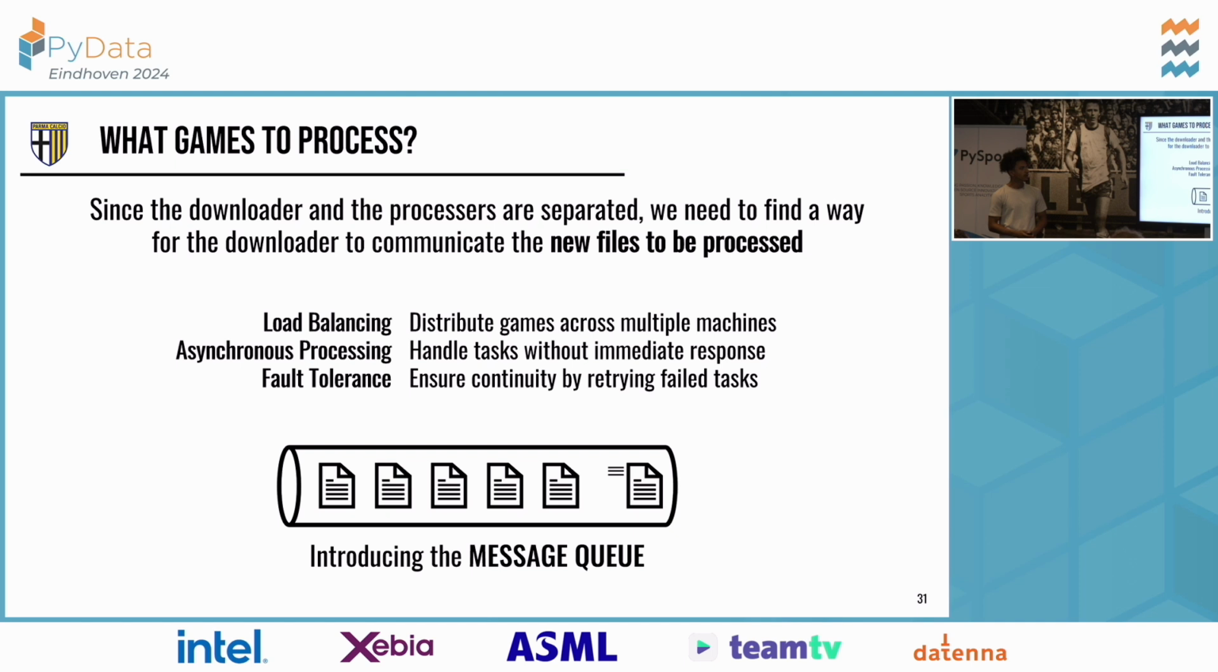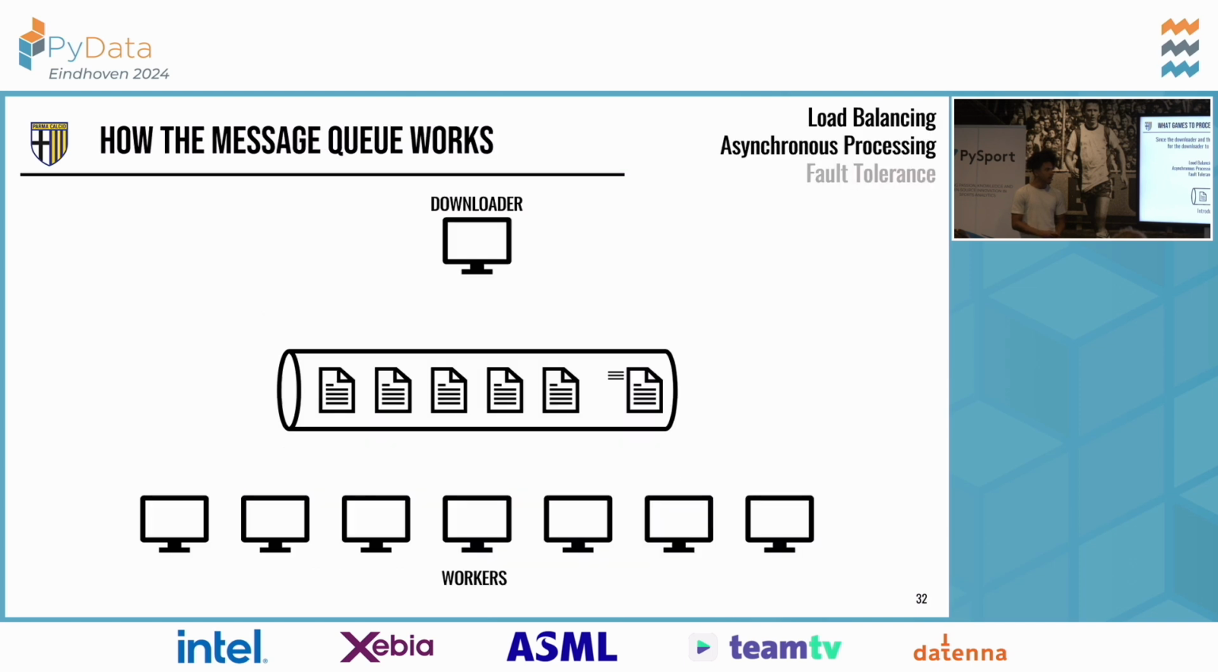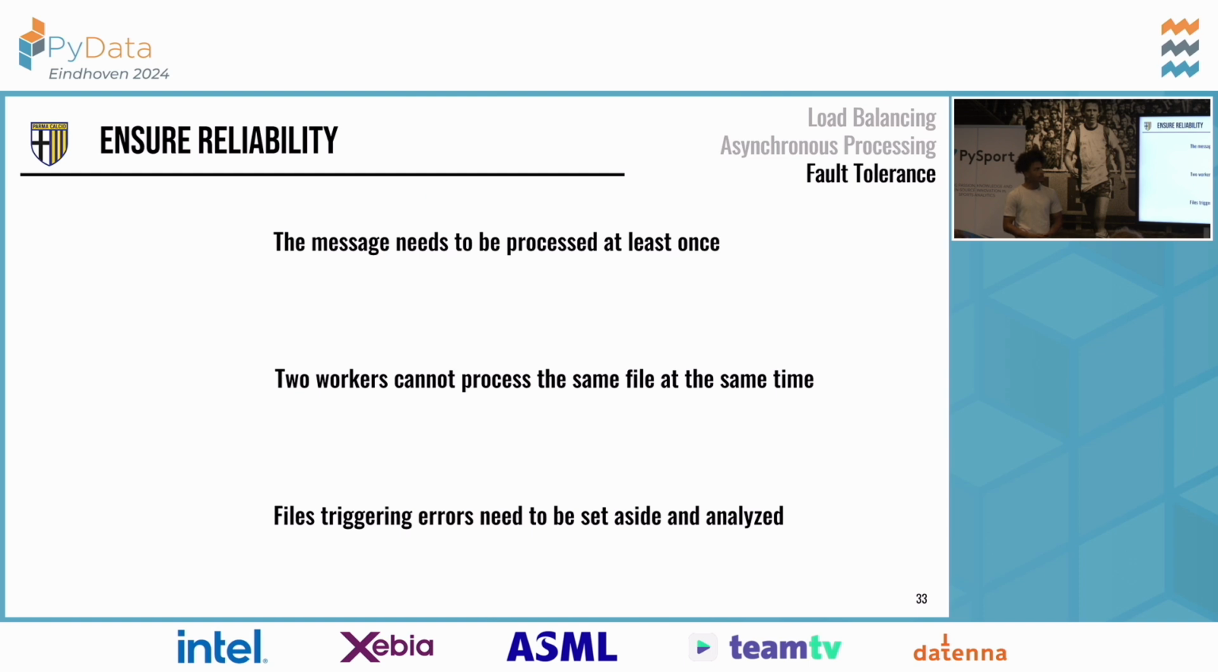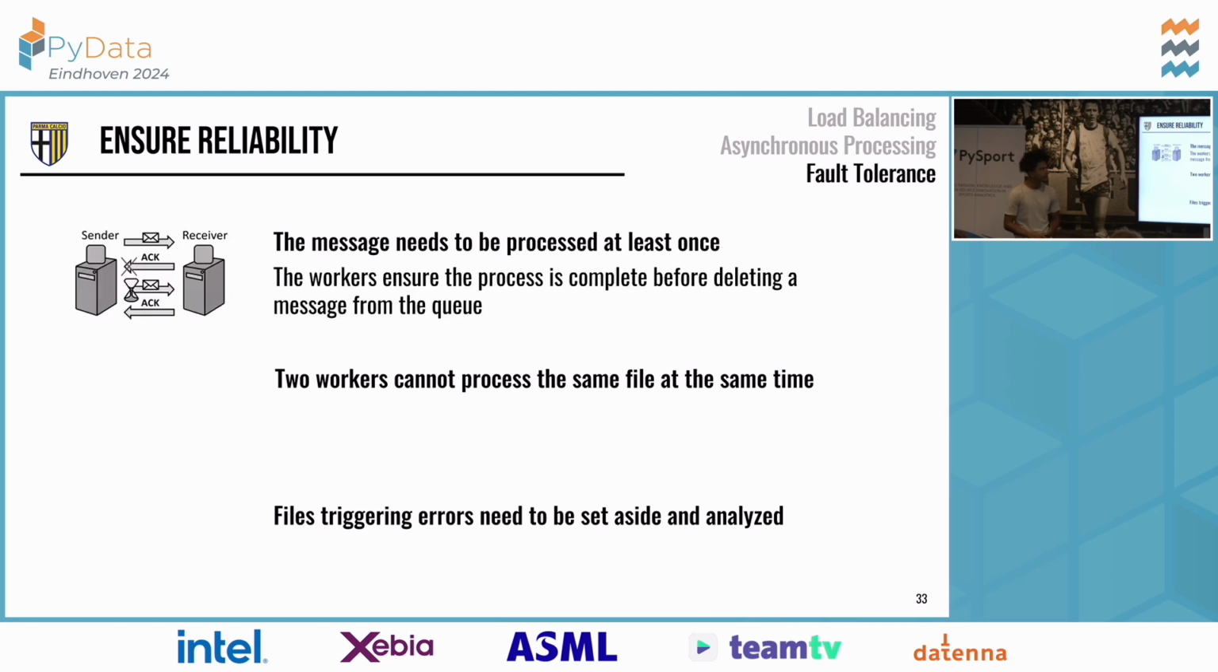So a message queue is simply a system in which you write files. So one file for us is a game that we need to process, and we'll have workers fetching from this queue. So the downloader writes the file that needs to be processed, and the workers just fetch from the message queue. And so this allows us to balance the load, and to process everything asynchronously. In terms of fault tolerance, we need the message to be processed at least once, and this is ensured by the fact that the message stays in the queue until it is fully processed.